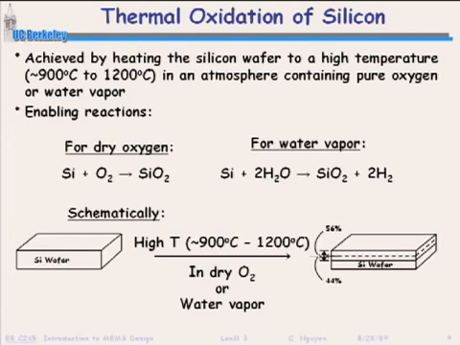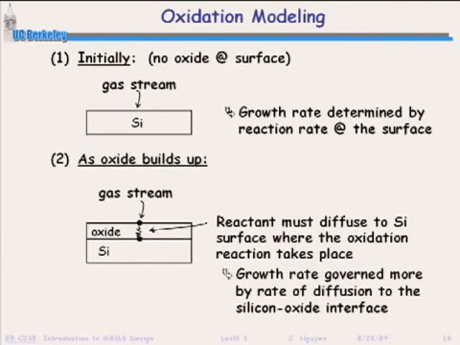But how does this oxidation happen? So it's kind of important to understand the modeling just to get a qualitative sense of how long something is going to take to grow. Basically, all deposition processes work this way too. So when I talk about this, I'm talking about pretty much all the growth type deposition, LPCVD, that sort of thing.